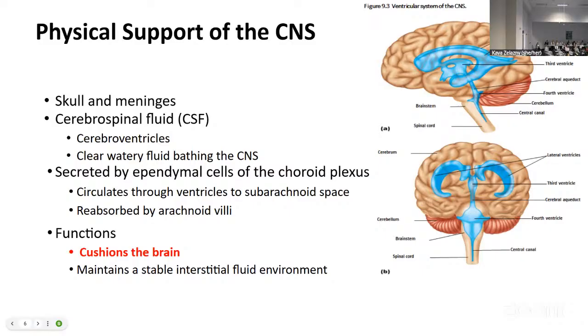So we know that we have protection for the central nervous system in the form of the skull and the meninges that surround actually both the brain and the spinal cord. Cord itself being protected by vertebrae rather than the skull, but both have meninges. Okay. So that's physical support in terms of not getting too knocked around.